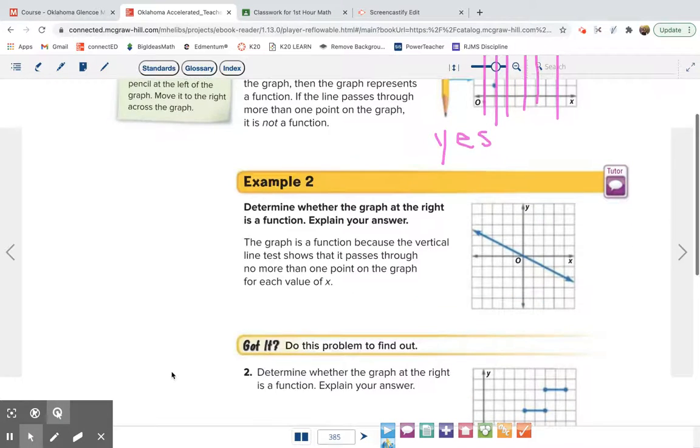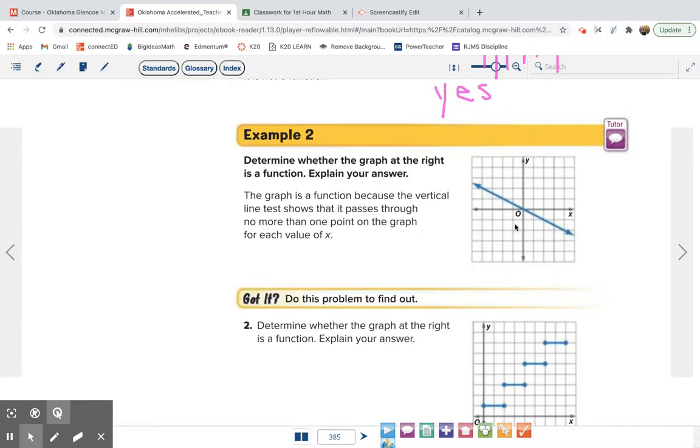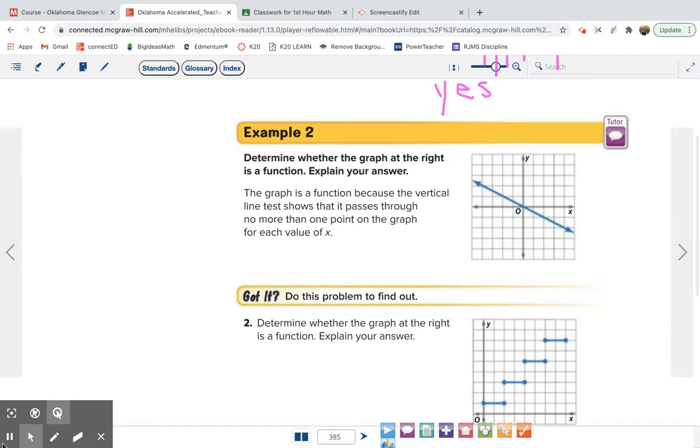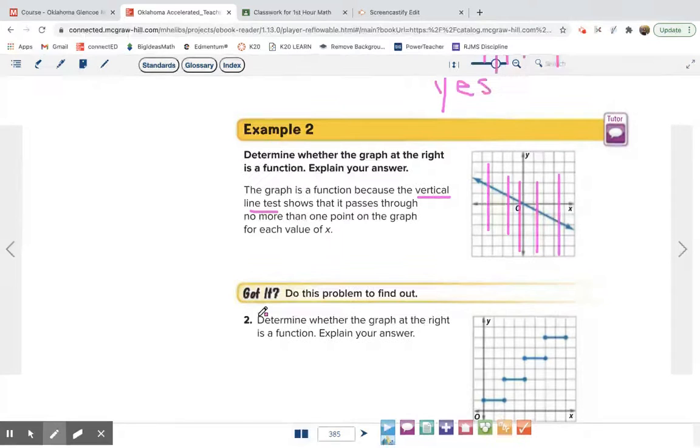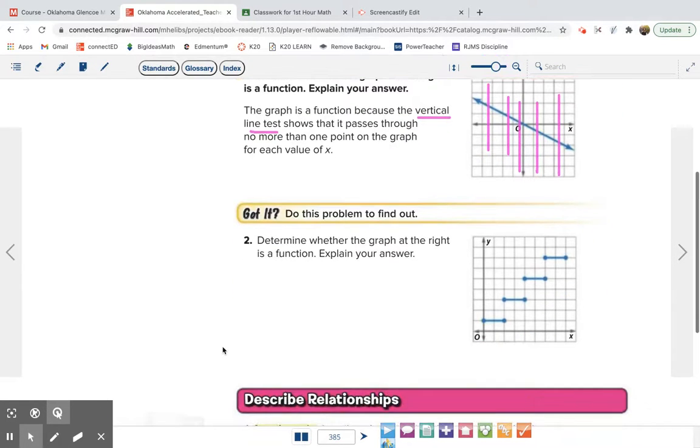Then if I scroll down, determine whether the graph at the right is a function and explain your answer. You would just use that vertical line test. No matter where I cross this line, it's only crossing it one time. So this is a function, and you could say, because of the vertical line test. That's enough to tell me why it's a function. Okay, so I want you to try number 2. You might draw this graph first, and then try that and explain your answer.